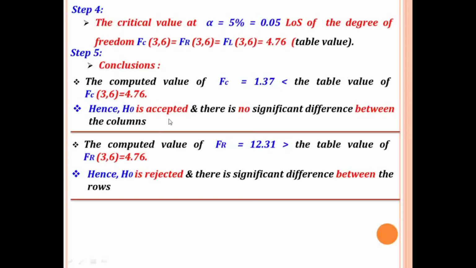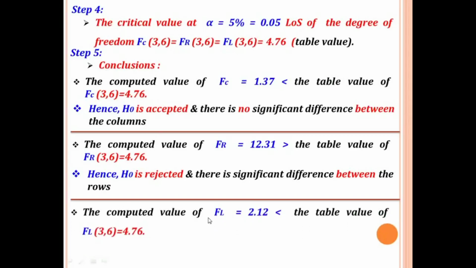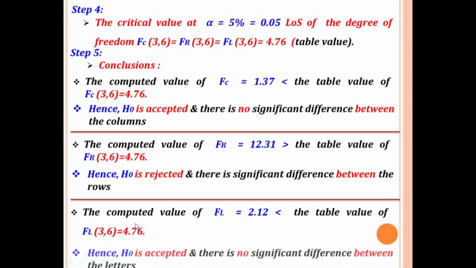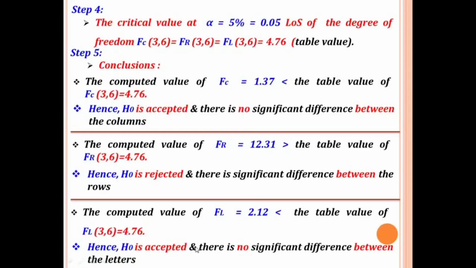The next one, we give the third conclusion in letters wise. The computed variance ratio in letters is 2.12. It is strictly less than the table value in letters, 4.76. Therefore, H naught is accepted. What is the H naught statement? There is no significant difference between the letters. What are your letters? P, Q, R, S.